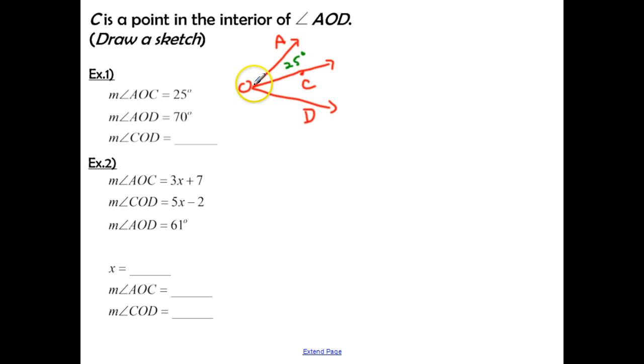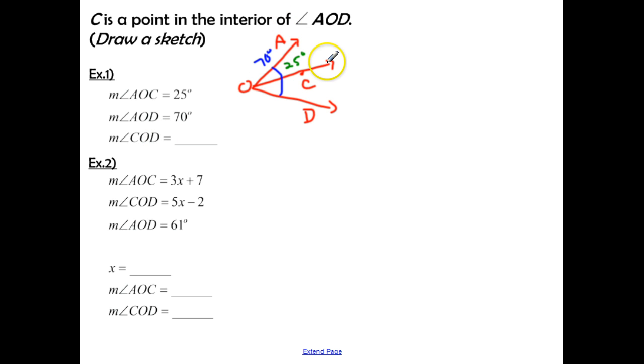AOD. Now be careful with this one. AOD refers to the whole angle, the big one. That one is going to be 70 degrees. I'm just going to write that on the outside. So this is where colors come in handy, because it's going to help you when you're marking your diagrams, so you know exactly what measurements you're talking about. So now the question asks us to find the measure of angle COD.